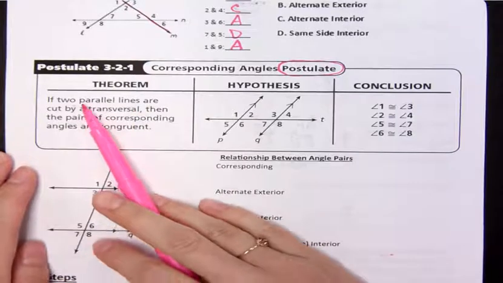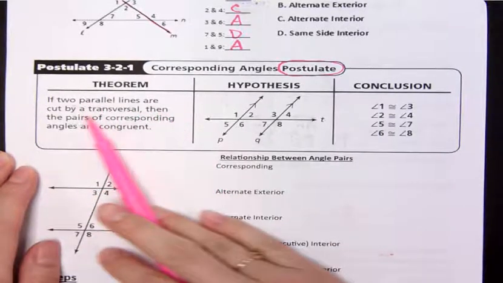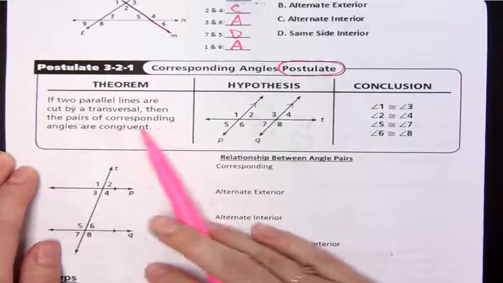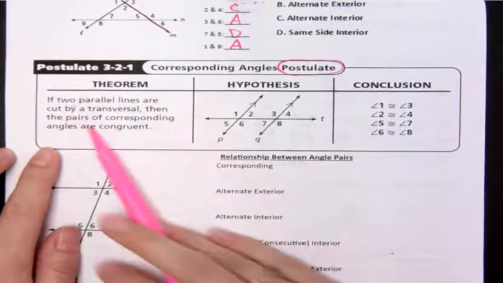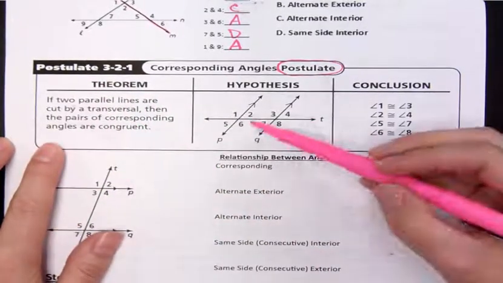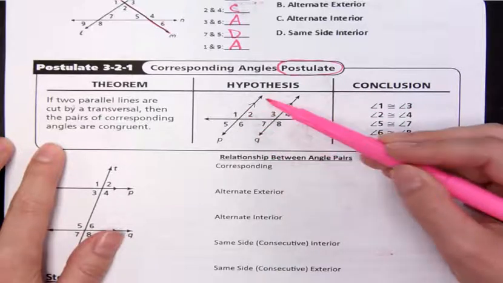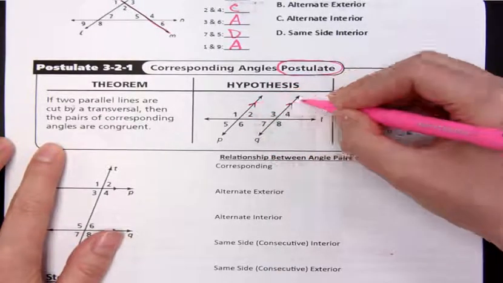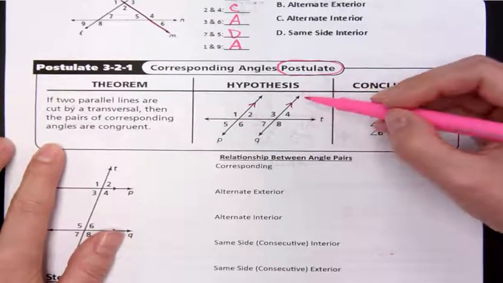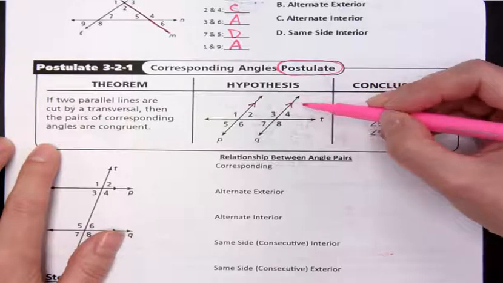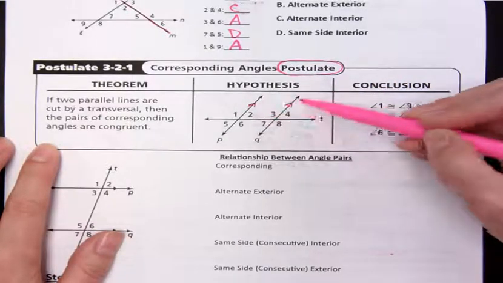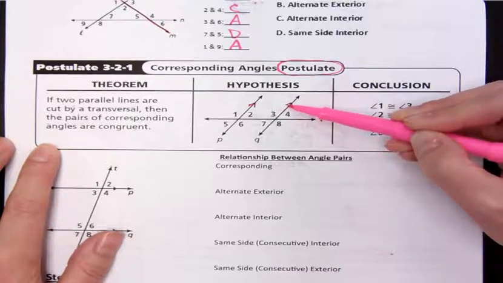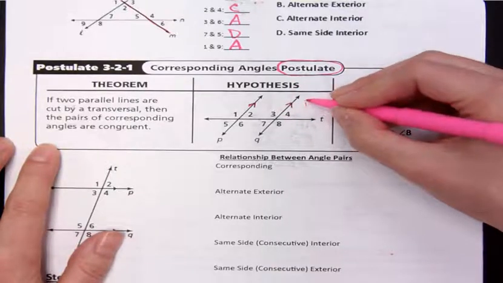The postulate is just, if two parallel lines are cut by a transversal, then the pairs of corresponding angles are congruent. That's our theorem that we have based off of. And so our hypothesis would be, if we have this, and these little symbols mean they're parallel. Did you guys know that yet, or is that new? That's new. Okay. So when we have these arrows in the midline, going the same direction, that means they're parallel.